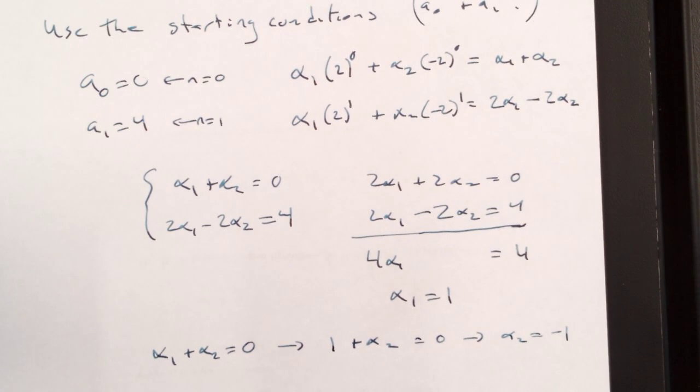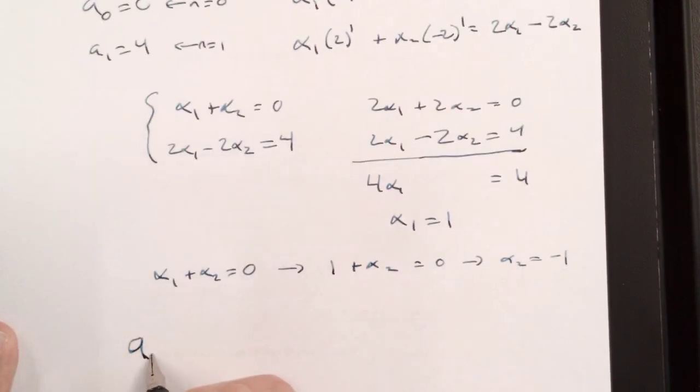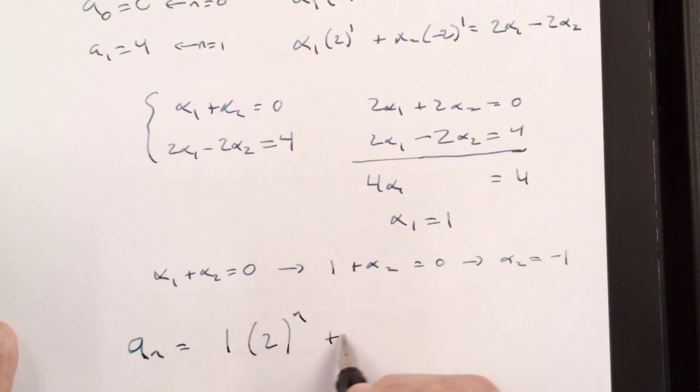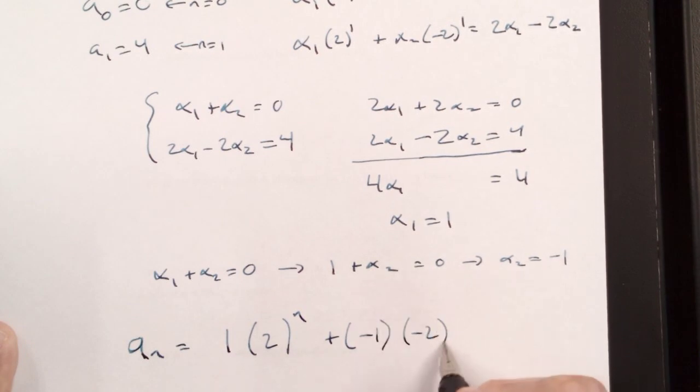I now know what my an should look like. an should be alpha 1 times 2 to the n plus alpha 2 times negative 2 to the n. I've built the whole sequence. That's the answer. That's an explicit closed form. If I want the 100th term, what do I do? Plug it in as 100 and walk away. You don't have to do the recurrence anymore. We made it work.